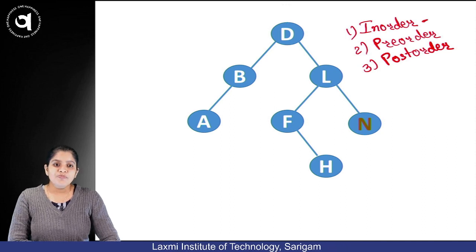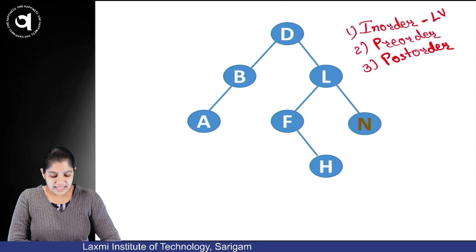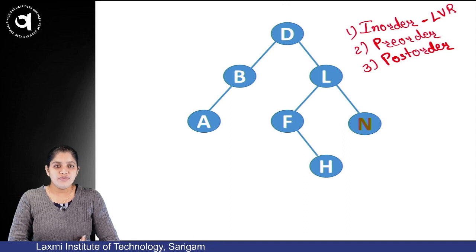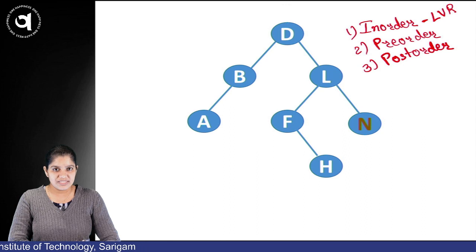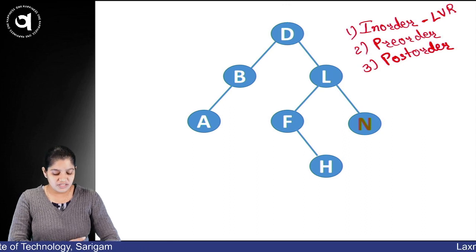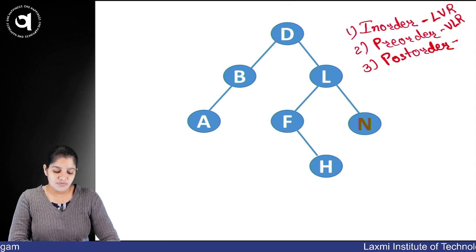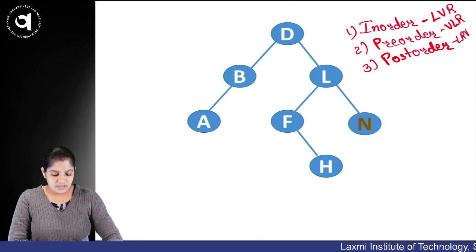In Inorder, we go for the left first, then we visit that particular node and then we go for the right one. So I can simply write it as LVR. LVR stands for left, visit and right. Similarly for Preorder, as the name suggests, pre means first, so we first visit, then we go for the left and then for the right. So it is VLR. And for Postorder, as the name suggests, post means last, so we visit last, so it's LRV. So L, R and V.